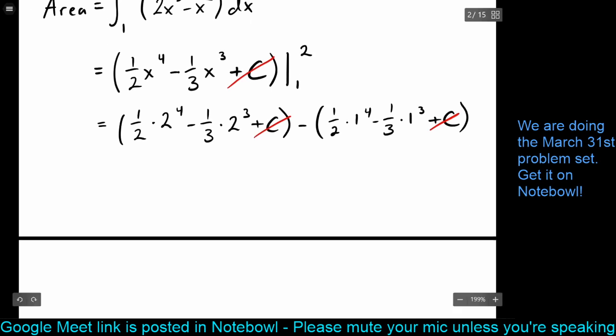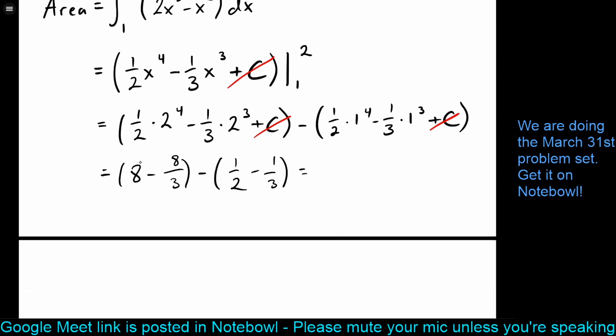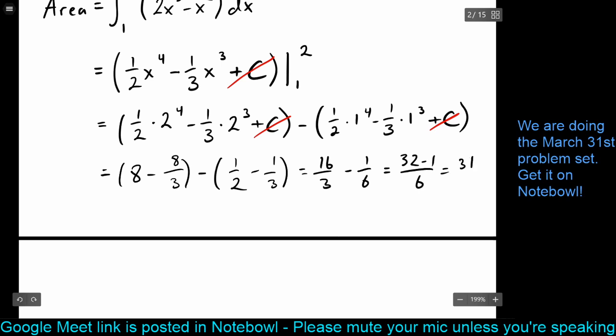Okay, so now that we have that, let's simplify what we got here. 1/2 of 2 to the 4th is 8. Here we have 8/3 minus 1/2 minus 1/3. So this is going to be 24 over 3, so this is 16 over 3 minus the 6th. So that's 32 minus 1 over 6, or 31 over 6.